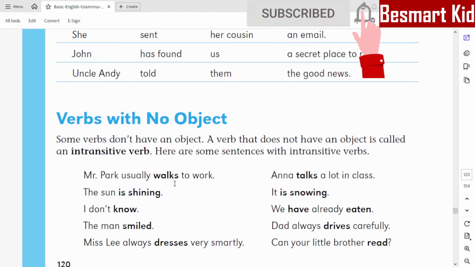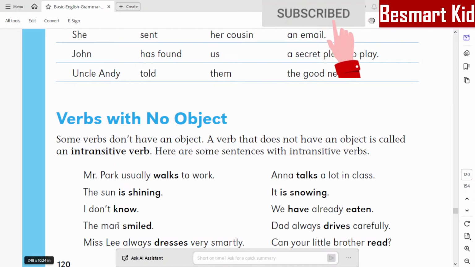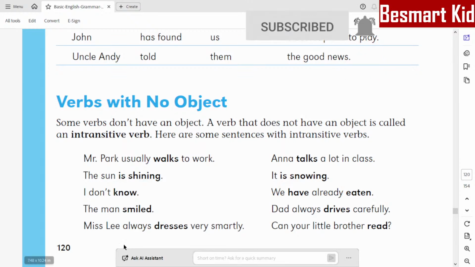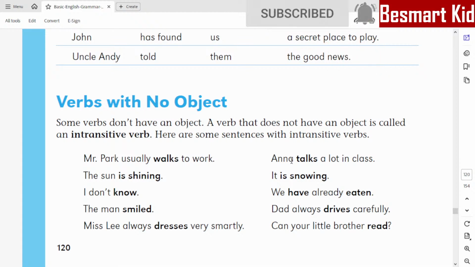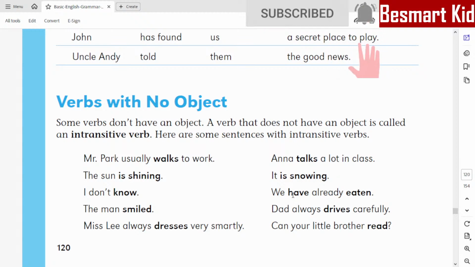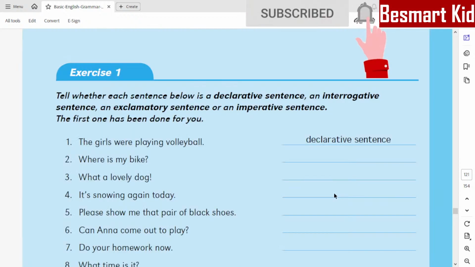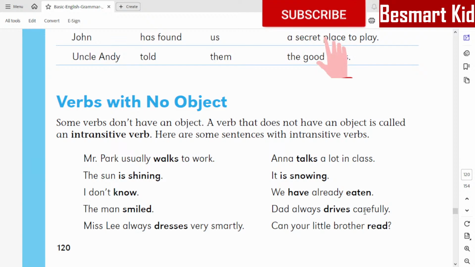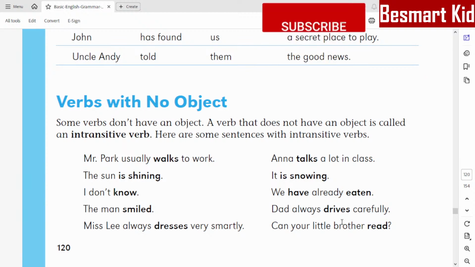Mr. Park usually walks to work. The sun is shining. I don't know. The man smiled. Miss Lee always dresses very smartly. Anna talks a lot in class. It is snowing. We have already eaten. Dad always drives carefully. Can your little brother read?